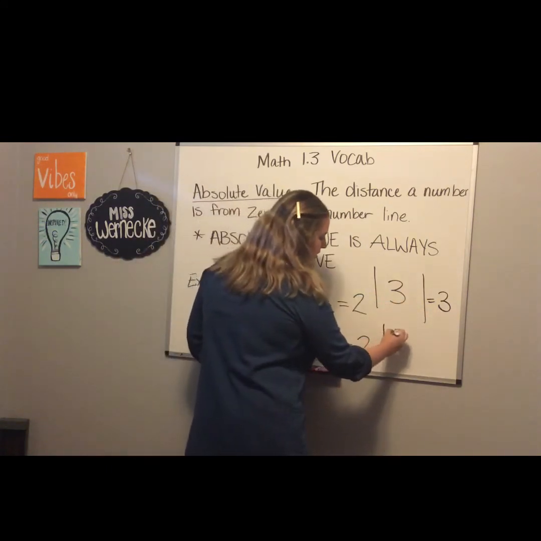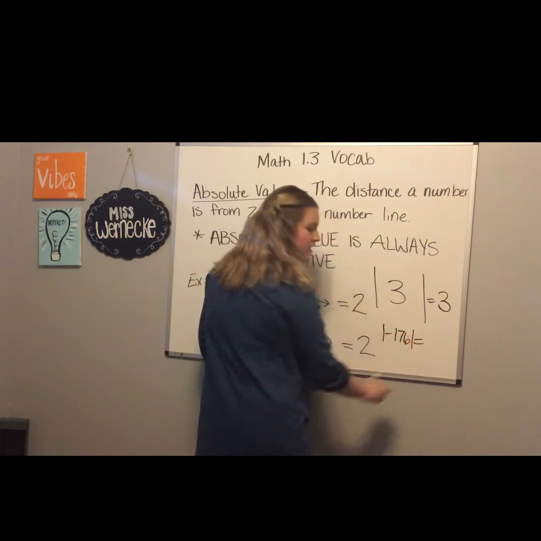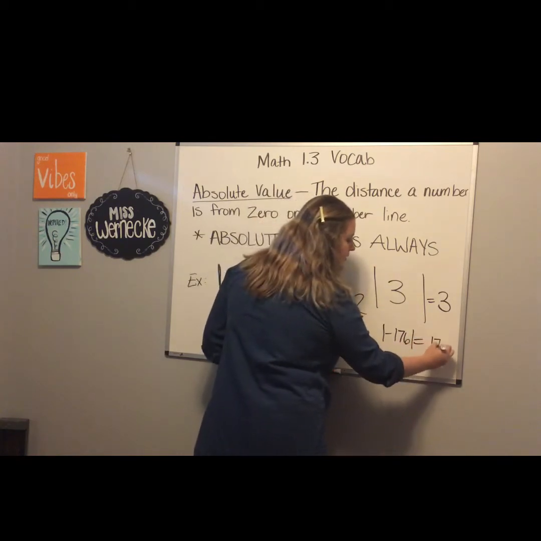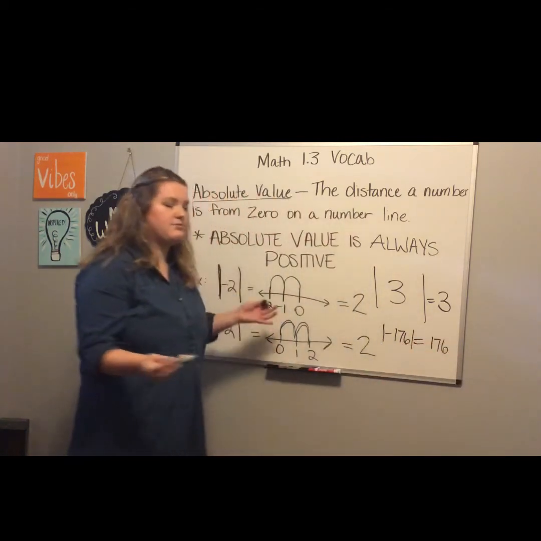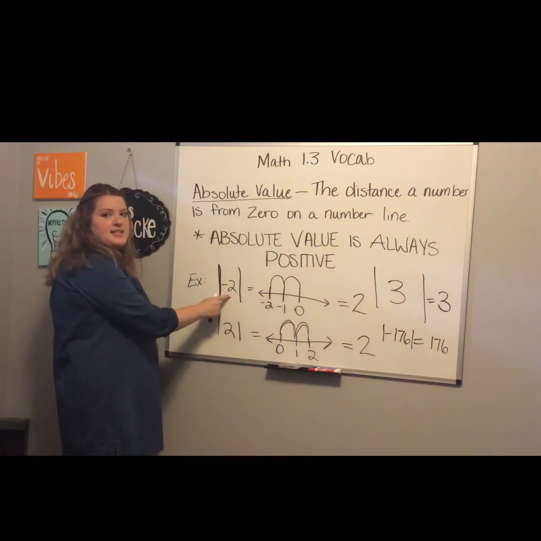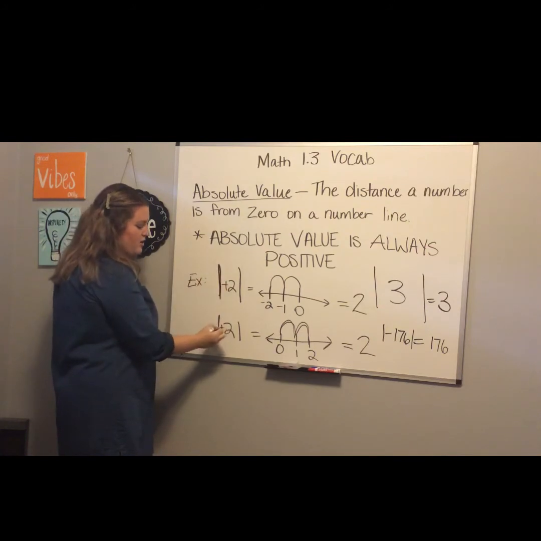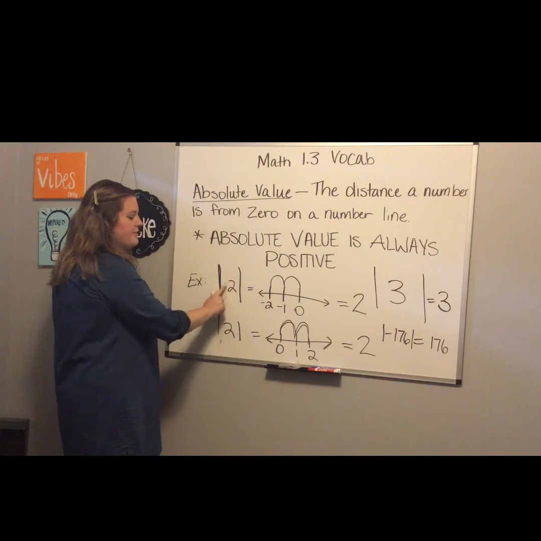If it's the absolute value of -176, your answer is going to be +176. Absolute value is super, super easy. It is the number that's inside your absolute value brackets with a positive sign, even if it's already positive. Okay? That's all absolute value is.